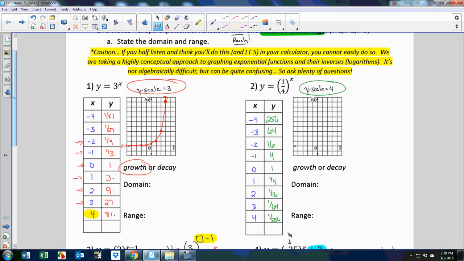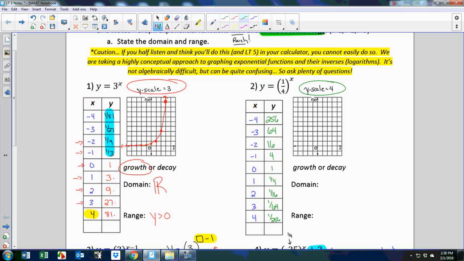Domain: we could have plugged in anything we wanted to for x, so all real numbers. It goes left and right forever. Range: it goes up forever, but it does not go down forever. Notice those fractions, 1/3, 1/9, 1/27, 1/81. They will always be 1 over something, so it's never going to get to 0, meaning your y value will never be 0, but it's going to be bigger than 0. So your range is y is greater than 0.